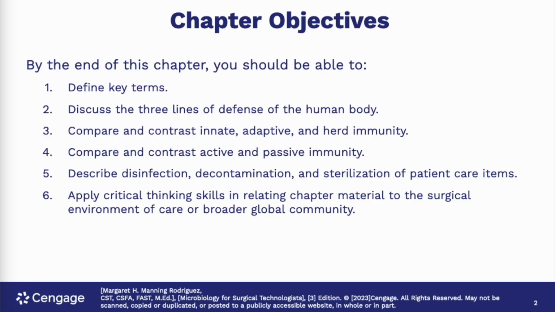As per usual, let's get into our chapter objectives. We got to talk about our key terms. We are going to discuss the three lines of defense of the human body, compare and contrast innate, adaptive, and herd immunity. We're going to talk about active versus passive immunity. We're going to touch on disinfection, decontamination, sterilization of patient care items, and then we're going to finish up thinking of all the material with a good wrap up of what we covered in this mini session.